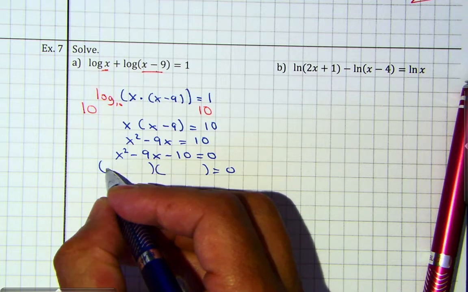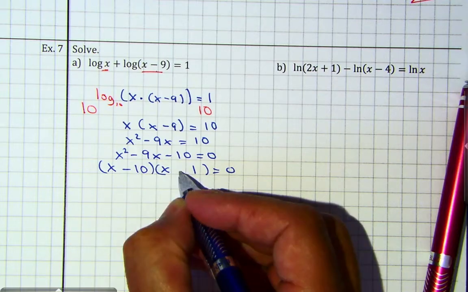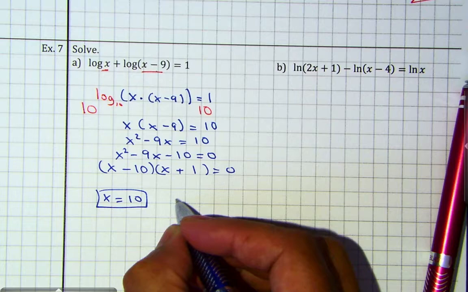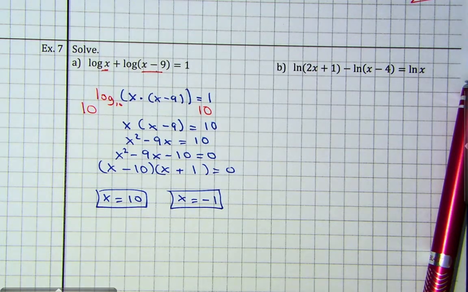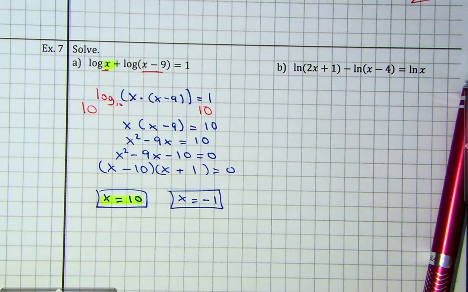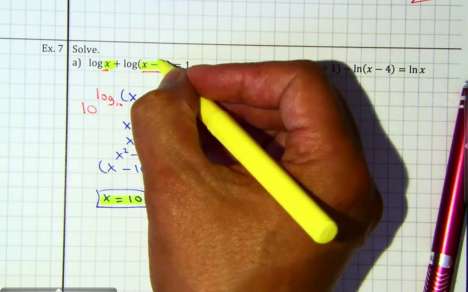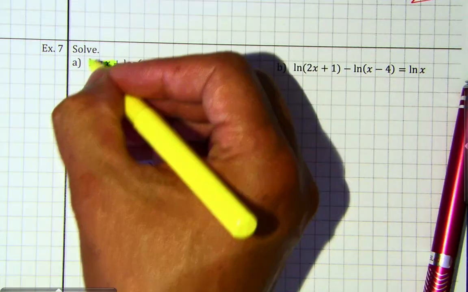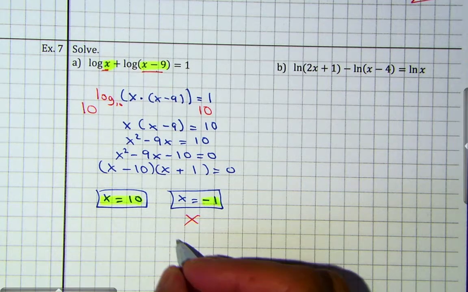Factors of x squared will be x and x. Factors of 10 will be 10 and 1, one negative, one positive. So therefore x equals 10 or x equals negative 1. So now I need to check for extraneous solutions. If I plug in a 10, that's fine, right? I can take the log of a 10. How about if I plug in a 10 here? 10 minus 9 is 1, so it's fine. How about if I plug in a negative 1? Can I take the log of a negative number? No. Cannot take the log of a negative number.